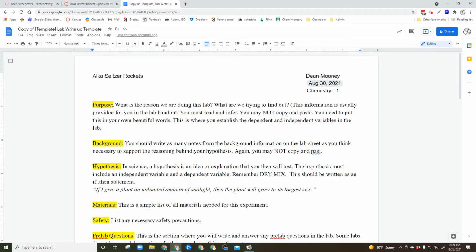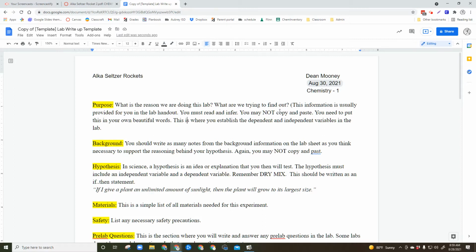All right, so for the purpose, it says, what is the reason we are doing this lab? What are we trying to find out? This information is usually provided for you in the lab handout. You must read and infer. You may not copy and paste. That's plagiarism, and we don't do that. We get zeros for that.